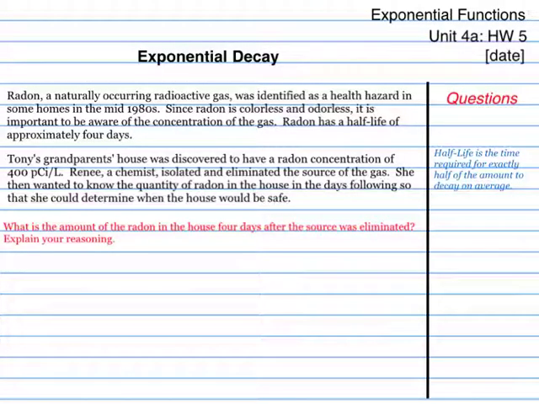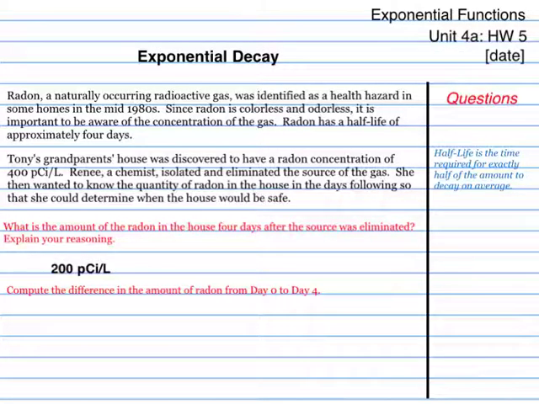So the first thing we want to do is find the amount of the radon in the house 4 days after the source was eliminated. You should be able to explain your reasoning. Now keep in mind, we're starting with 400 picocuries per liter. So if we know that every 4 days, that's the half-life, this 400 should cut in half on average. And that would leave us with 200 picocuries per liter. Once again, every 4 days, it should cut in half. That's the meaning of half-life.